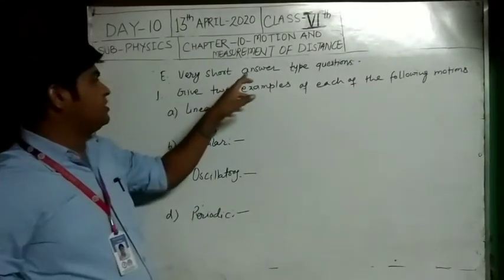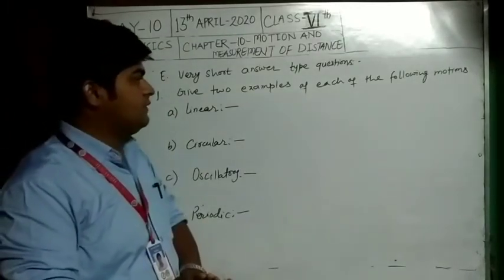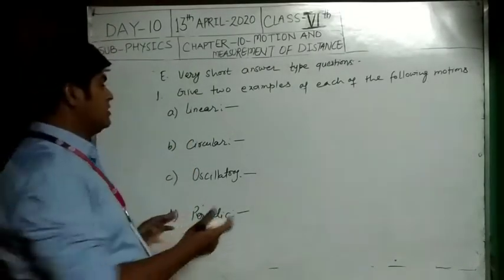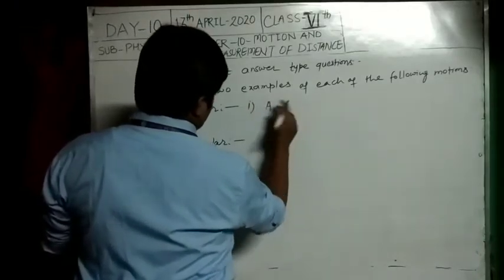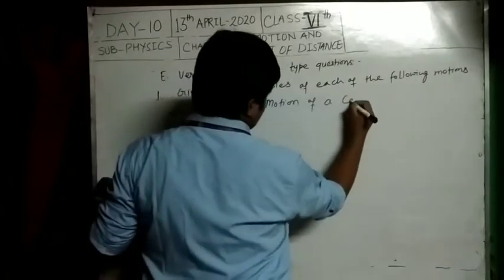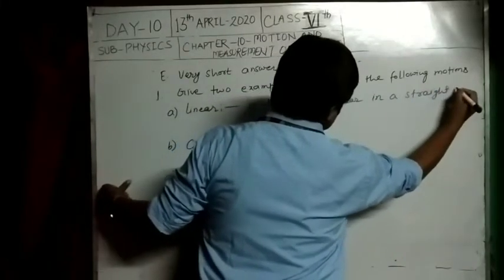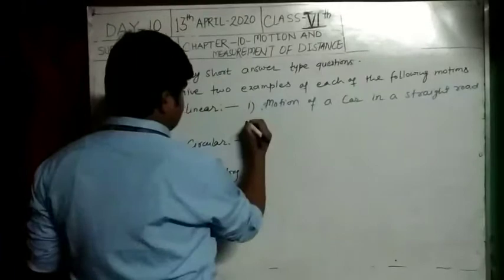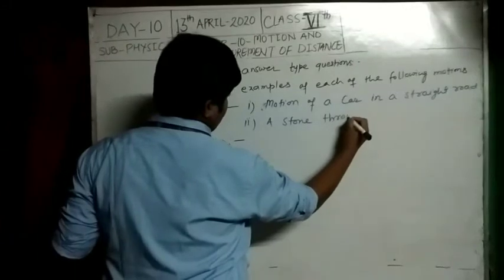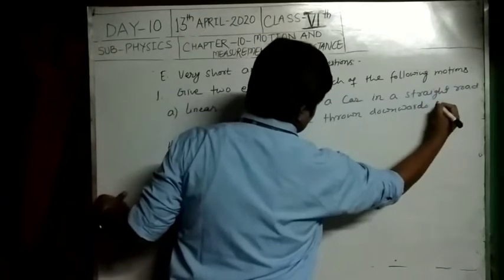Question E is very short answer type questions, and question number 1 is give 2 examples of each of the following motions. Linear motion, that means you will give 2 examples of linear motion. One example is the motion of a car in a straight road. Second example is a stone thrown downwards from a height.